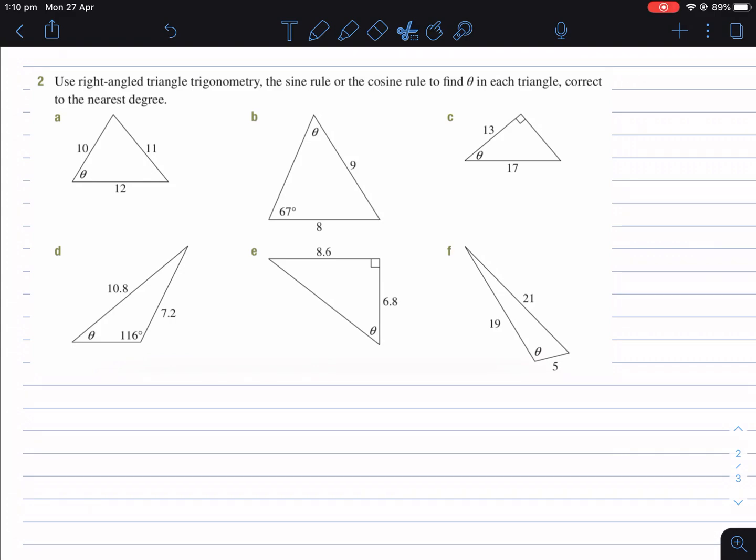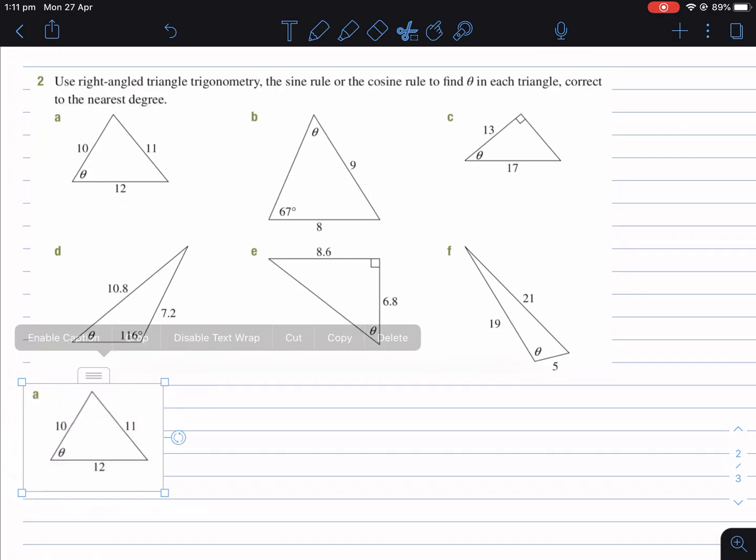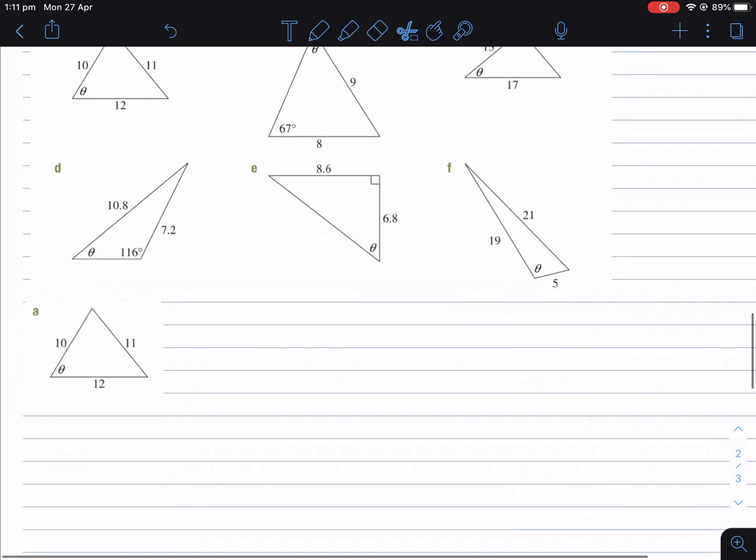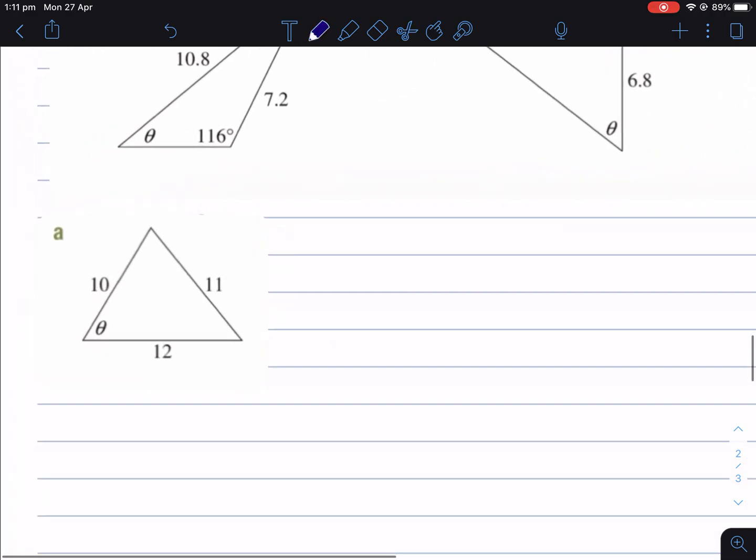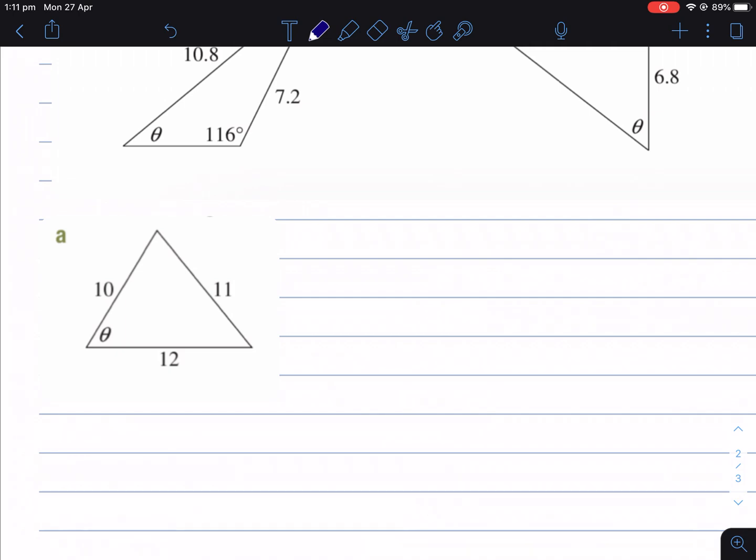All right, question 2, very similar to question 1. It looks like this time, though, we're trying to find lots of angles instead of lots of side lengths. But we're going to follow the same flowchart. So for this one, it's not a right angle triangle, and we don't have an angle on its opposite side. So we're going to use cosine rule.